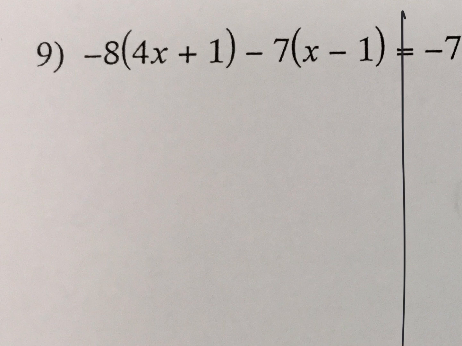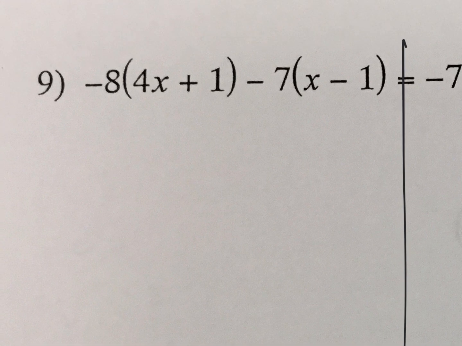So I've got x's that are on the same side, but unfortunately I can't put them together right now because the 4x is trapped in these parentheses with a 1. This x minus 1 is trapped together in parentheses. So we're going to have to use that same distributive property in order to get them out of those parentheses. So I'm going to take the negative 8 and use distributive property to multiply it by 4x. So that gets me to negative 32x.